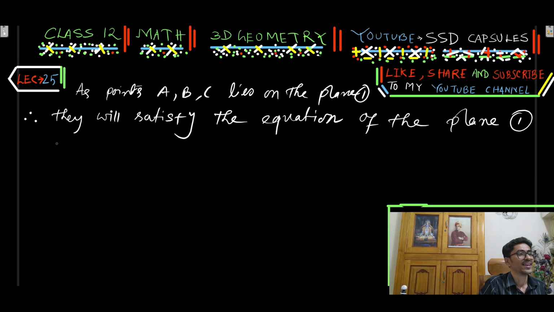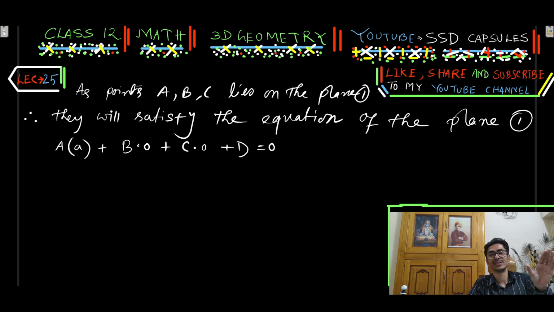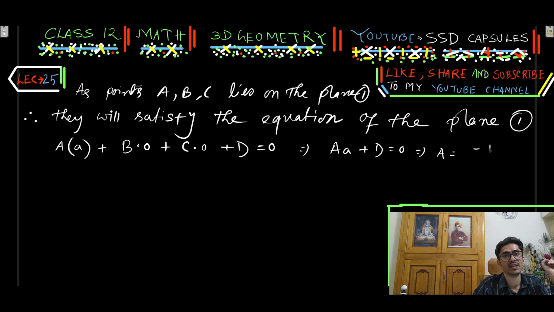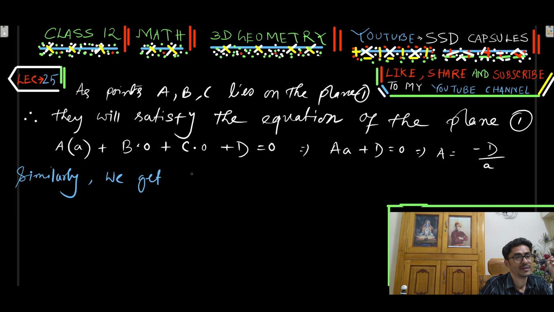So, Ax plus By plus Cz plus D equal to 0. A(a, 0, 0) will satisfy equation 1. So, we get Aa plus D equal to 0, which implies a equals minus D by A. Similarly, we get b equal to minus D by B and c equal to minus D by C.